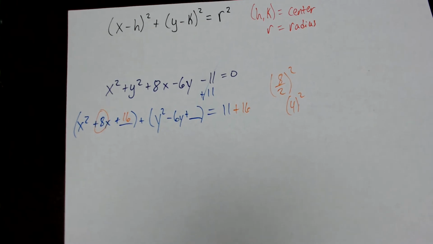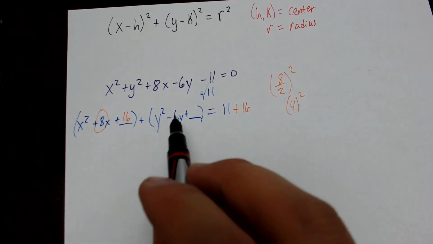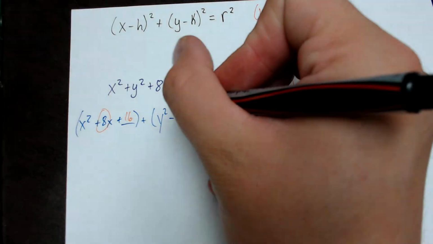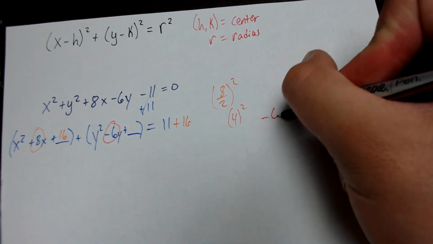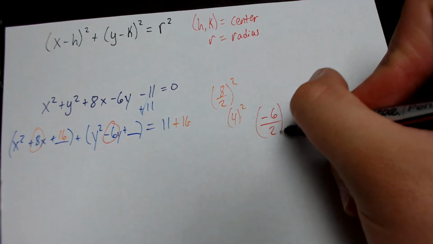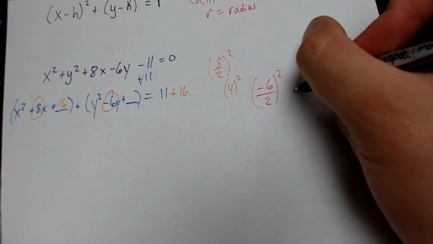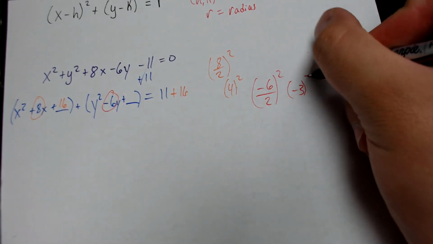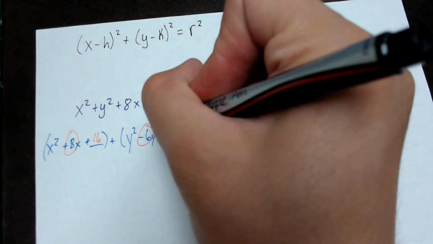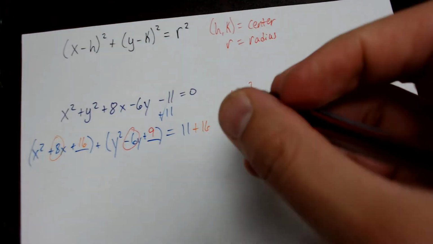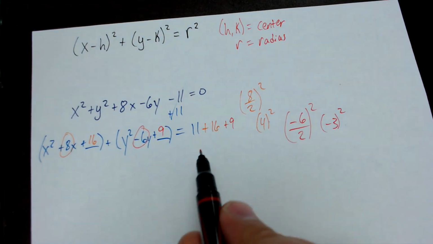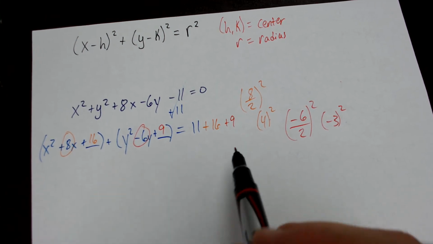Now, on the y, we're going to do the same thing. We're going to take this coefficient, -6. We'll divide it by 2, and then square it. When we divide it by 2, we get -3, and squared gives me +9. So I add 9 to the y, and then I'm also going to add 9 to the right side. So that keeps the equation equal.